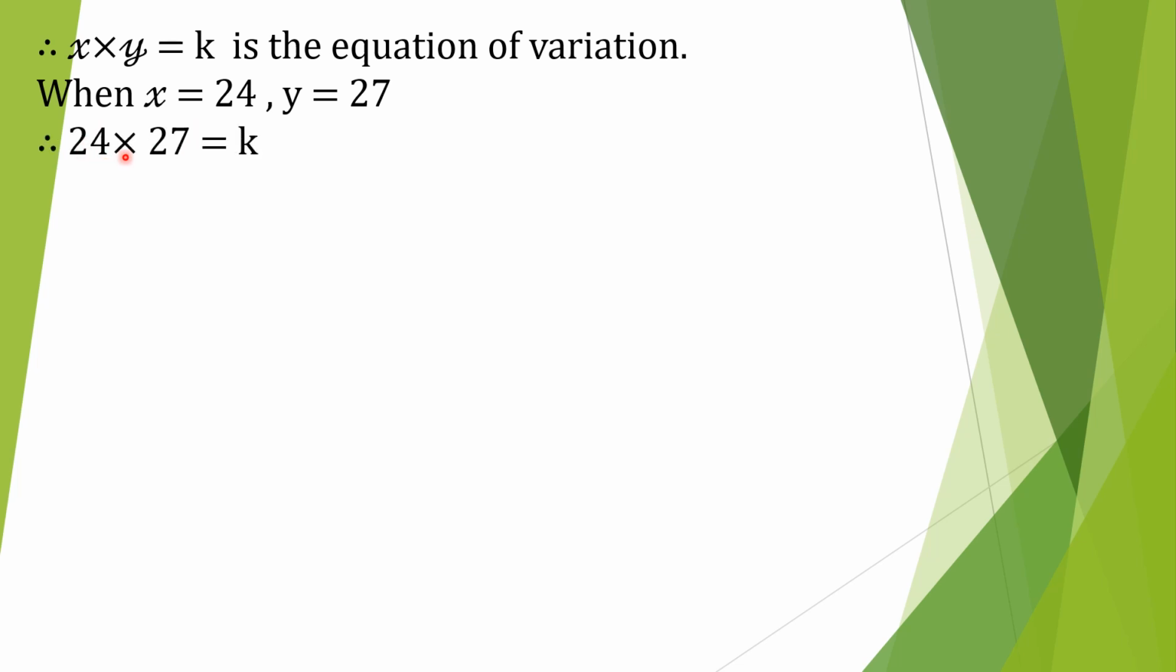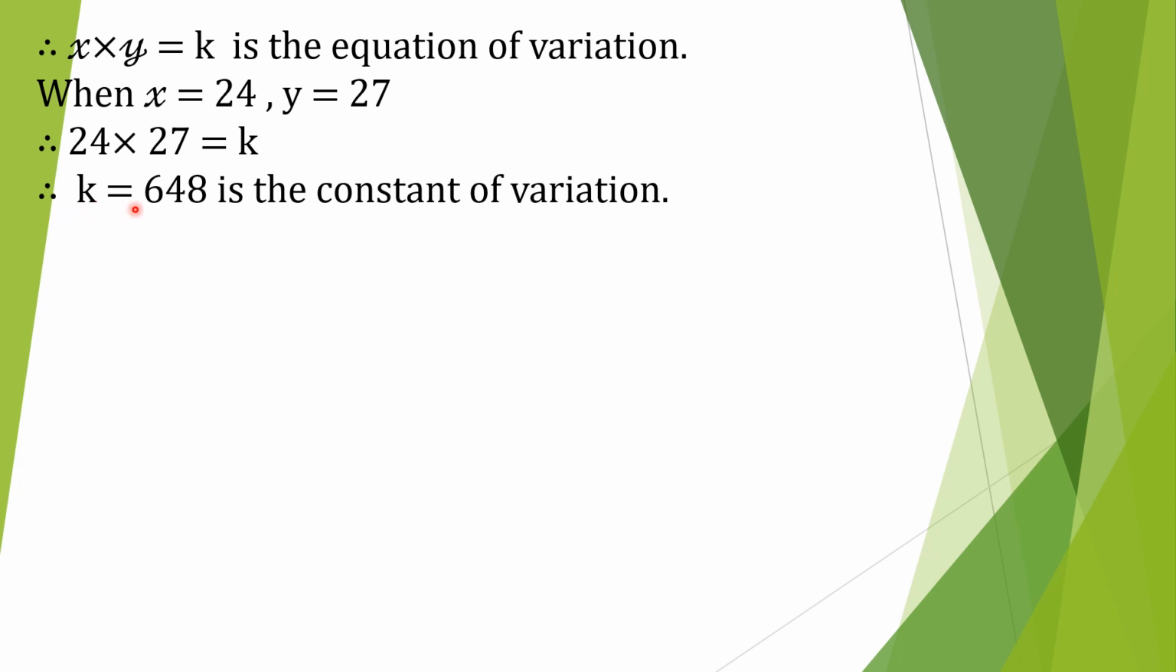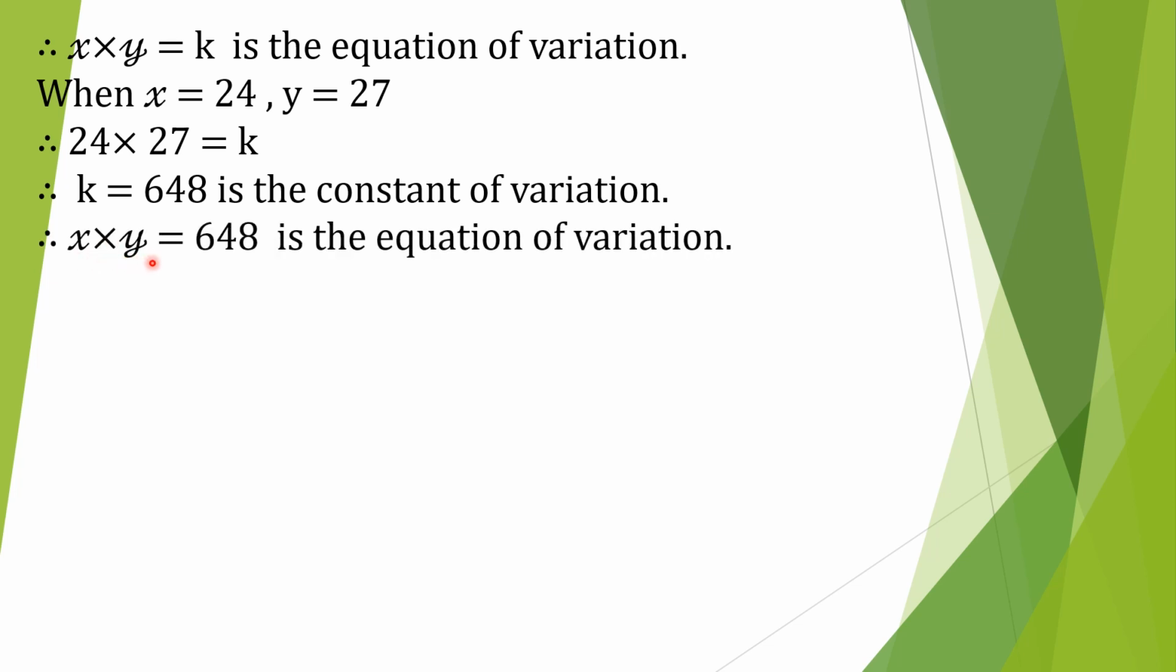Therefore, 24 into 27 equal to k. Now we'll multiply 24 into 27. So 24 into 27 will be 648. Therefore, k equal to 648 is the constant of variation. So you got the value of k, that is 648, the constant value. Now students, we will substitute this constant k value in the equation and frame again the equation of variation. Therefore, x into y equal to 648 is the equation of variation.